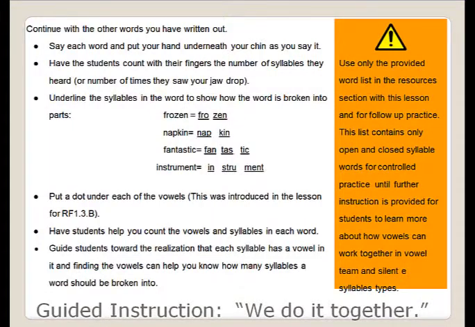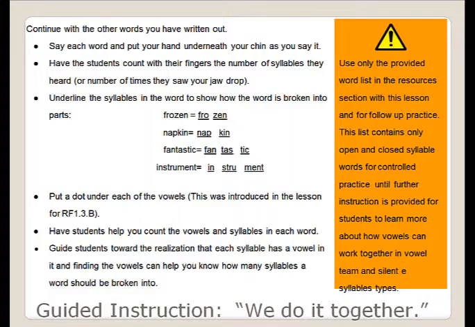Continue with the other words you have written out. Say each word and put your hand underneath your chin as you say it. Have the students count with their fingers the number of syllables they heard, or the number of times they saw your jaw drop. Underline the syllables in the word to show how the word is broken into parts. Put a dot under each of the vowels.